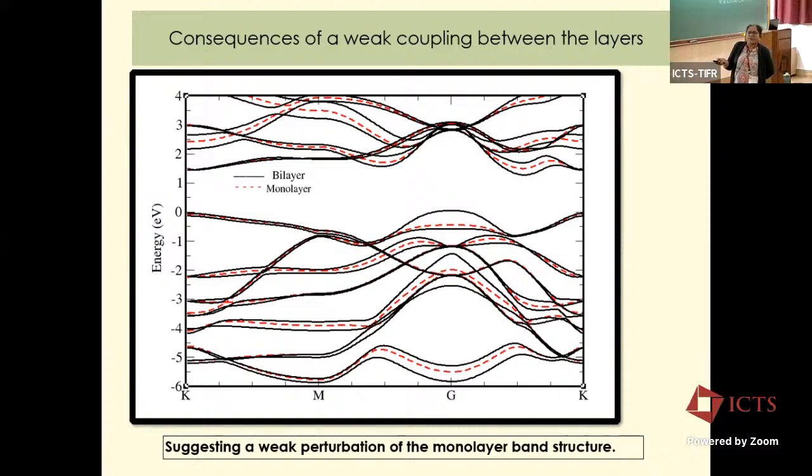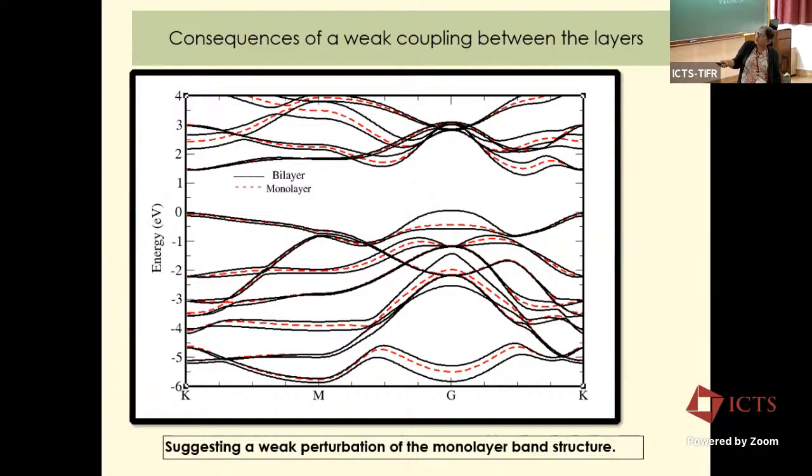And if you remember my color-coded band dispersions, which I'd shown you earlier, there are deviations over here. But you remember this part is contributed by the dz squared orbitals. These are the out-of-plane orbitals. So there's a coupling between the atoms on different sides. And so what happens in this case, because of the coupling, so this is the monolayer, this is the band from the monolayer, but because of the coupling, you have a splitting, bonding and anti-bonding splitting here.